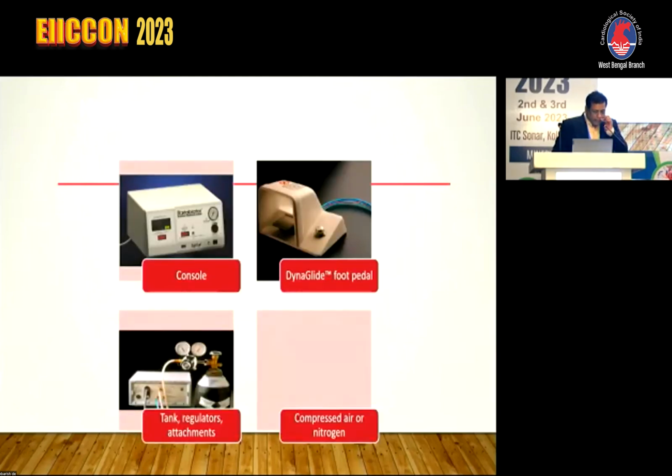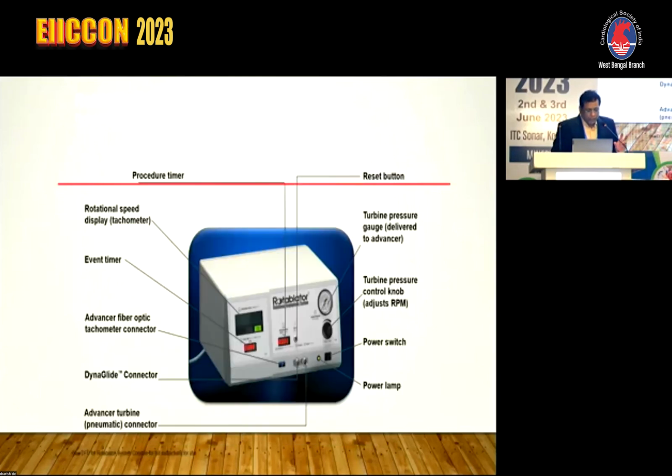And this is a console. There is a Dynaglide and a foot pedal, and there is an air tank, where you can keep compressed air or nitrogen. I will go through all this in detail because it's important to know the hardware. In interventional cardiology, 80% of the job is done if you know the hardware, what French size, what the lumen is, and what kind of gadgets you are using.